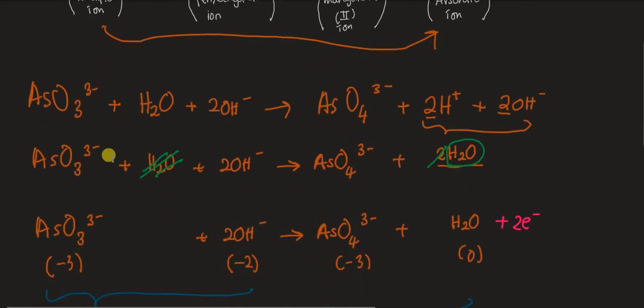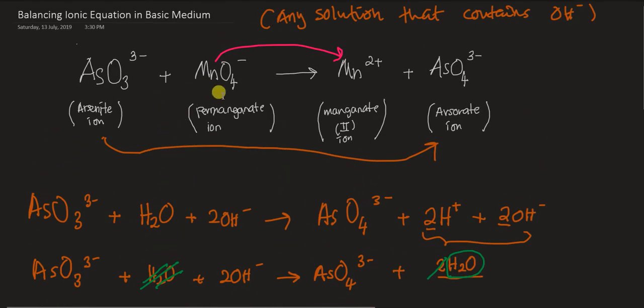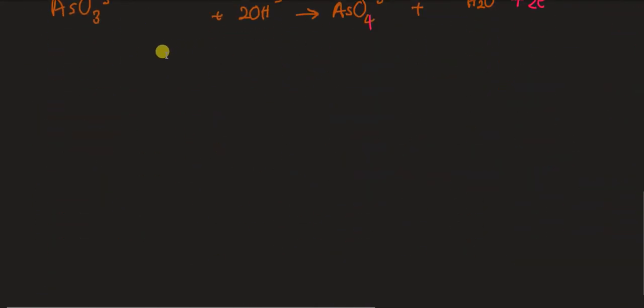So now we can focus on the second half equation, which is between permanganate ion and manganese 2 ion. Okay, so we are given permanganate ion, MnO4 minus, and it will produce Mn2 plus ions. So now what we need to do is balance the atoms apart from oxygens. In this case, it's the manganese. There is only one manganese on the left hand side, and only one manganese on the right hand side. So we do not have to balance it anymore.